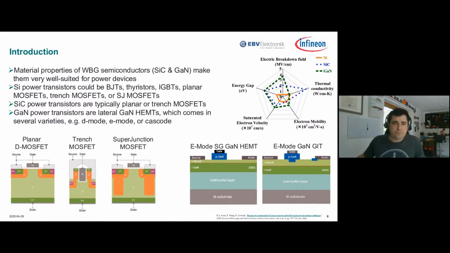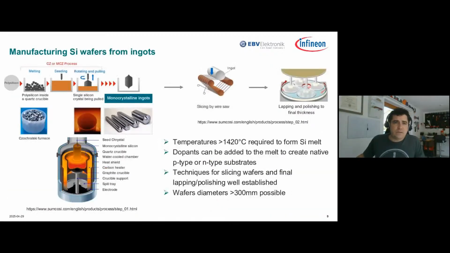So let's look a bit at why we have different types of transistors for these different semiconductor materials. The first thing you have to understand is that silicon is grown from a seed crystal into these very long ingots. They're about 2 meters long and up to 30 centimeters, so 12 inches, in diameter. They're grown very fast. It's a very mature technology.